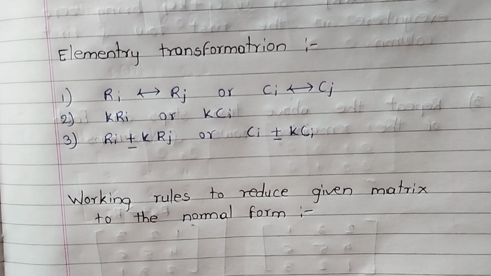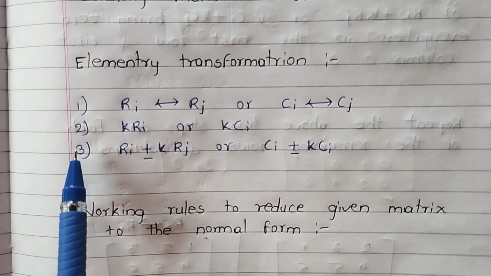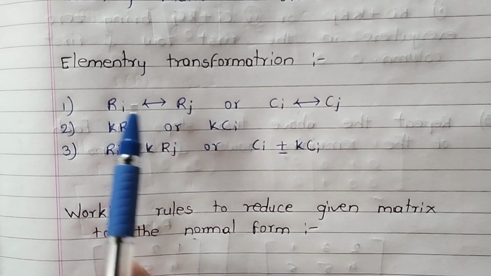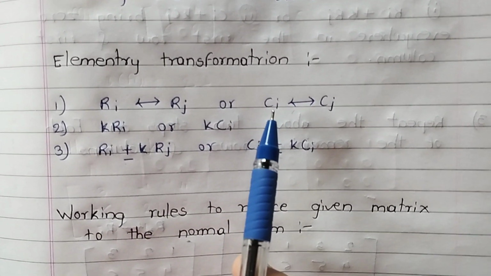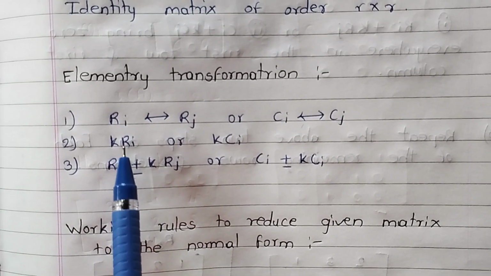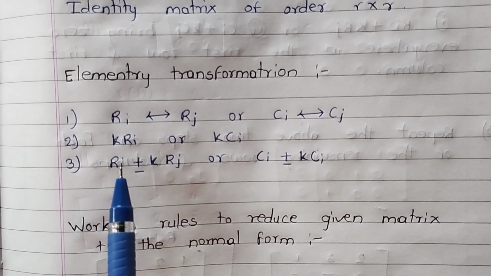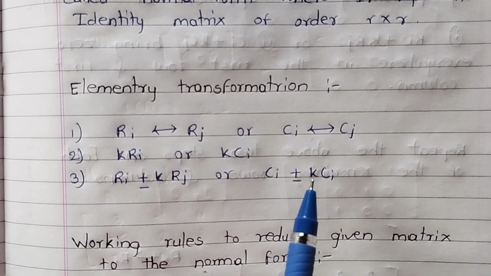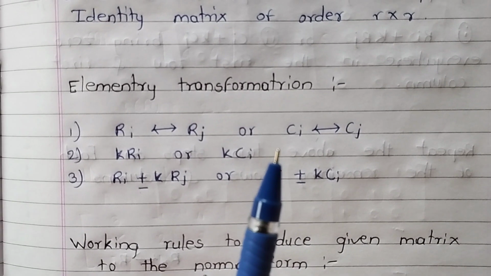To transform the given matrix into the normal form, these are the operations we perform. Elementary transformation means, first, we interchange any two rows or any two columns, meaning R_i converted into R_j or C_i converted into C_j. Then the second operation is multiplying a row or a column by a nonzero constant, and the third operation is R_i plus or minus k R_j, or C_i plus or minus k C_j. We will understand all these operations with the help of an example.